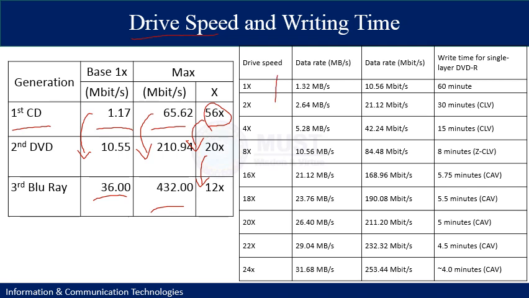So this compares the drive speed ranging from 1 to 24 times. And as you can see, with each increase, there is an increase in the data rate. The last column shows the write time for a single layer DVD-R, and as you can see, with each improvement in the drive speed, the time decreases proportionally.